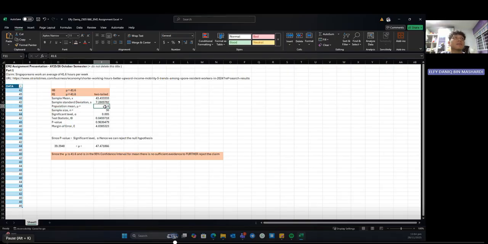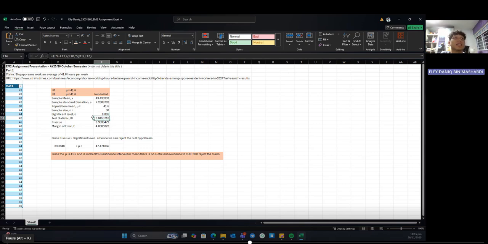For population mean, it's basically the null hypothesis. For sample size, I decided to go for the formula of COUNT to count how many data I have collected. Significance level is 0.05. I decided to go for 5%. How I got 0.05 is that it's basically 5 divided by 100 to give that 0.05.